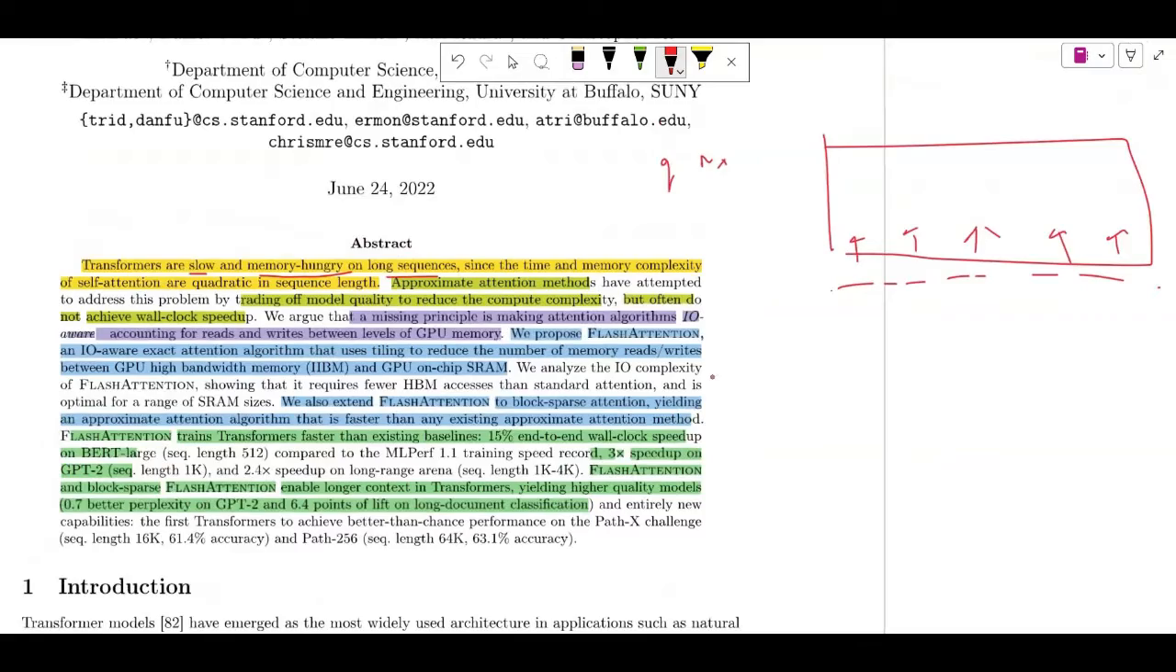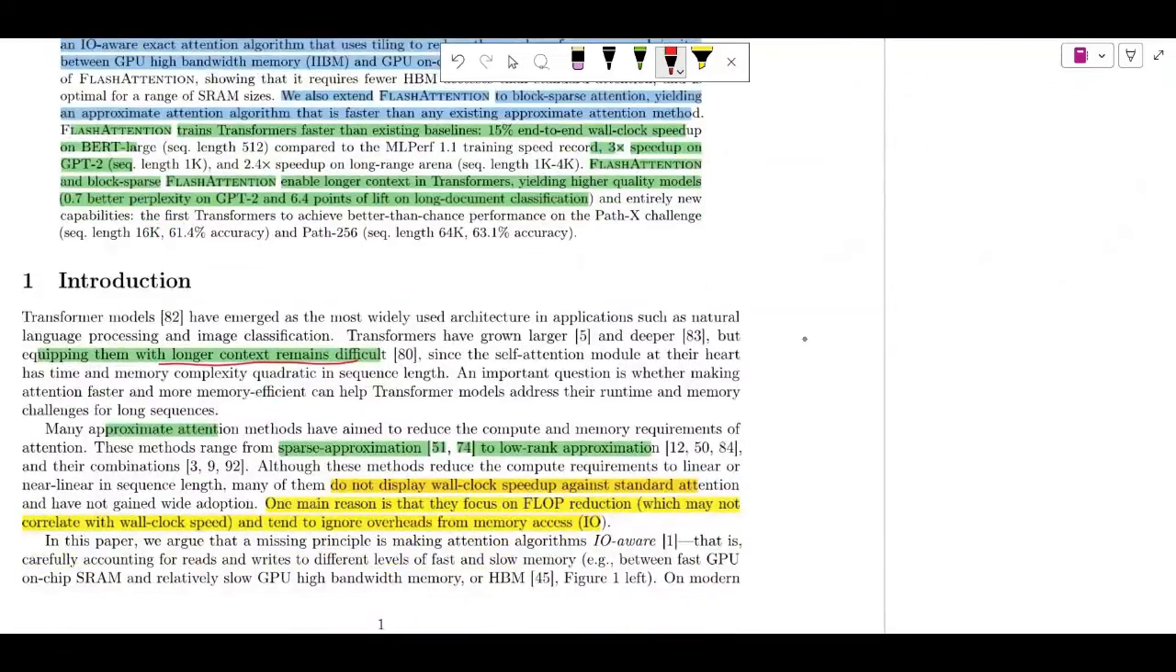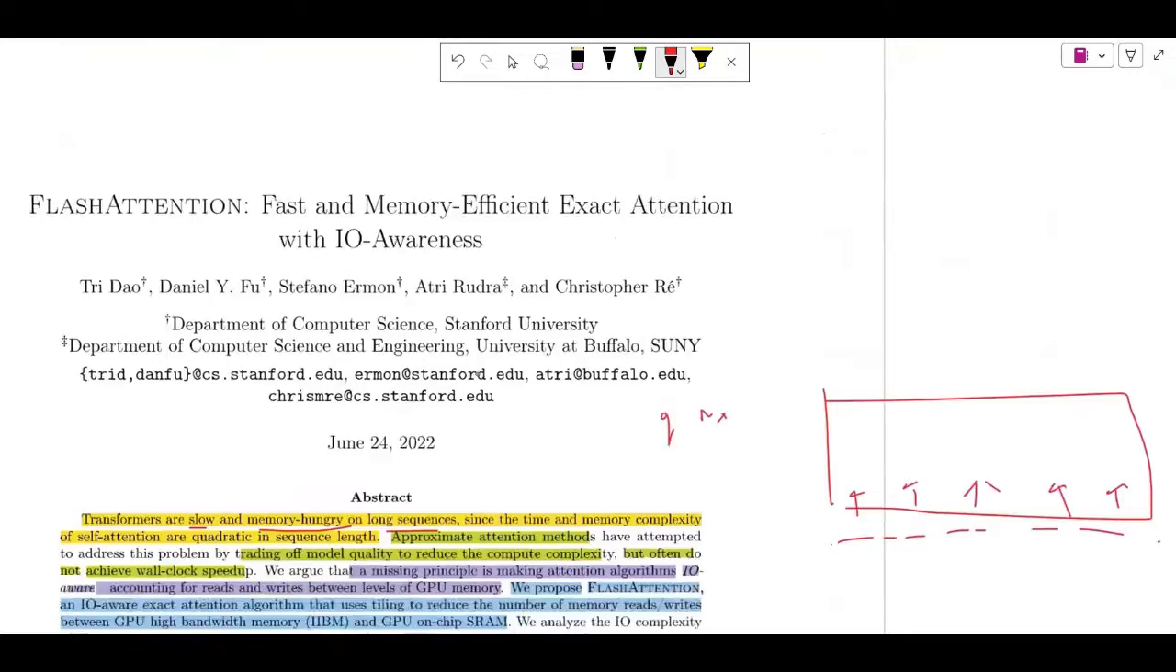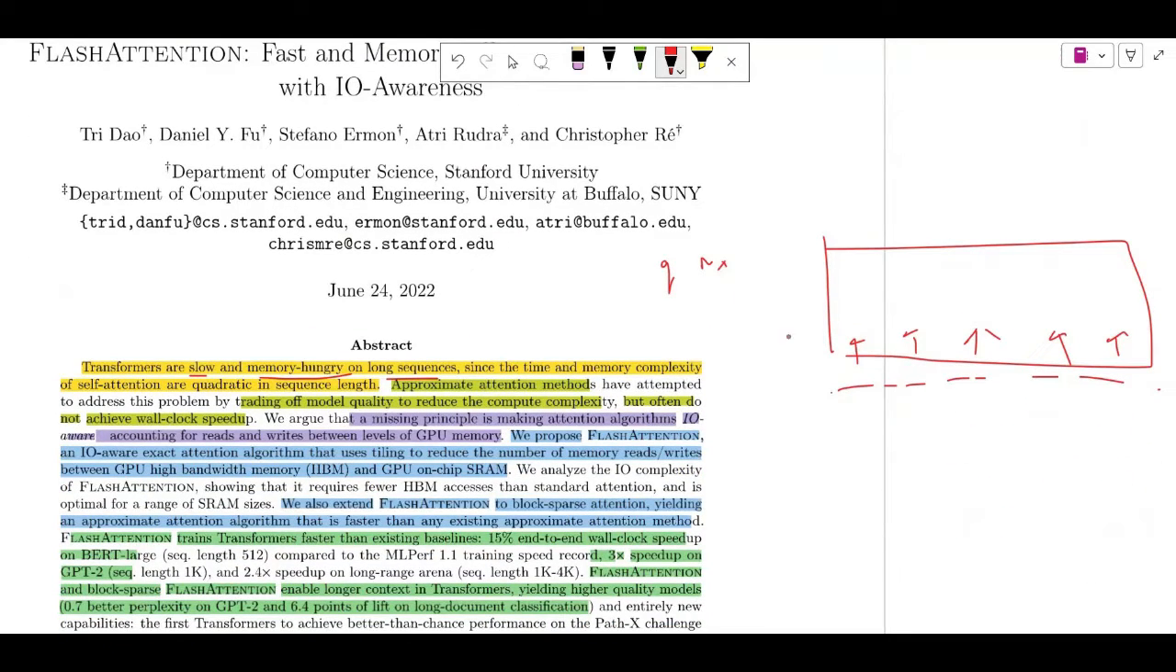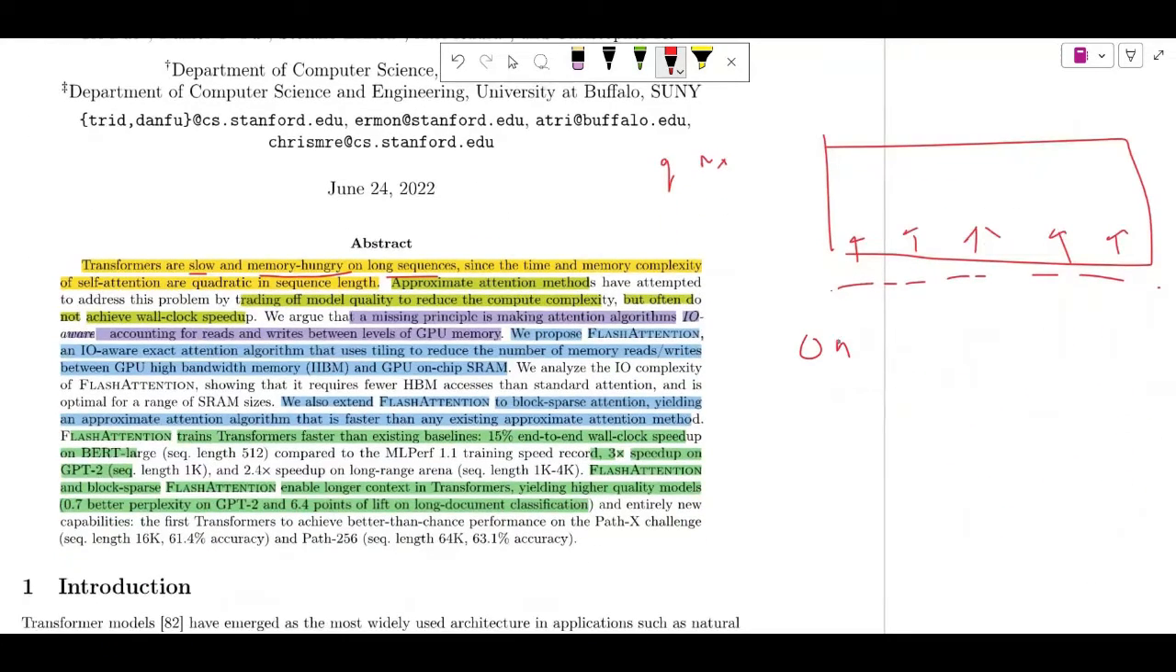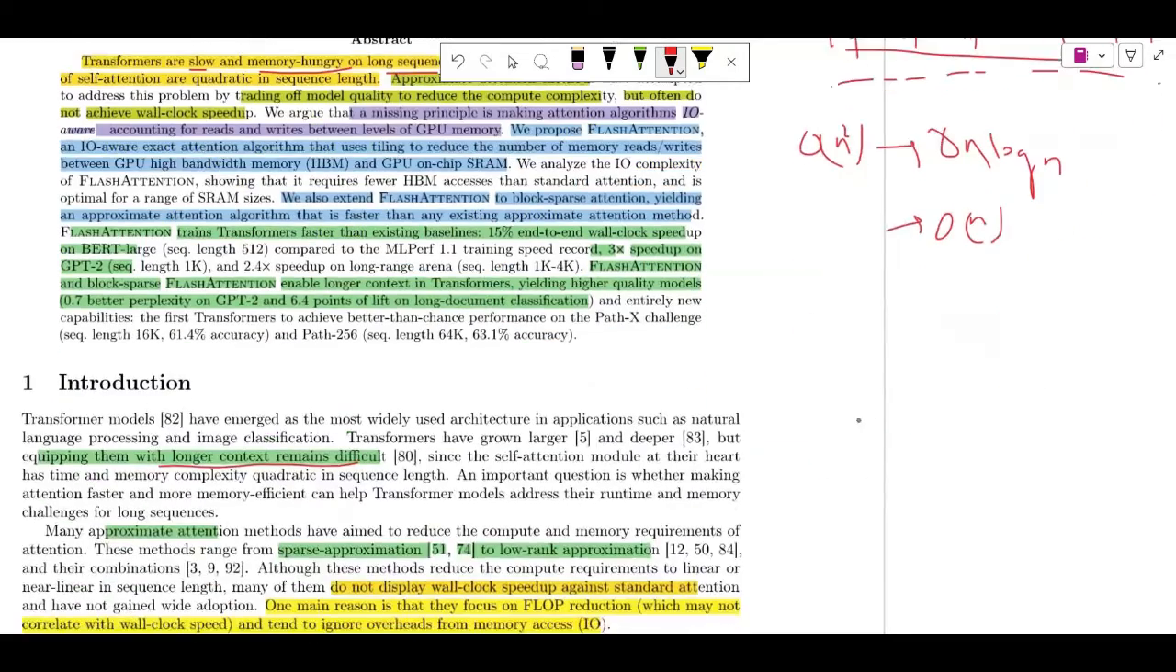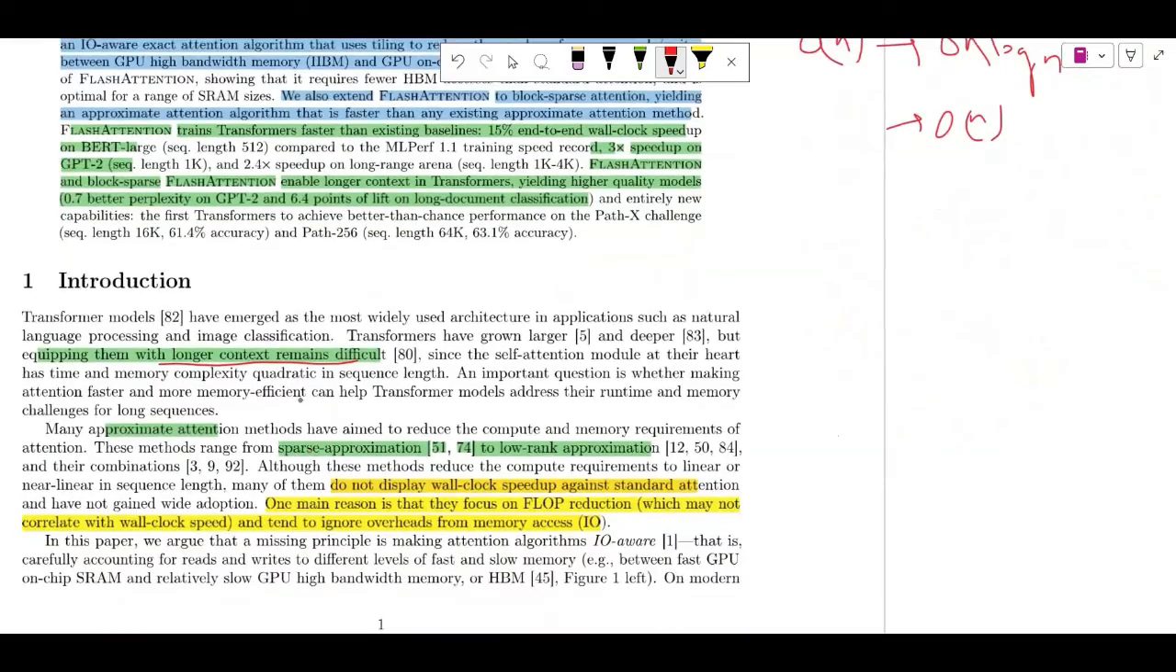They say that there have been a variety of approaches. So this is not the first paper attempting to make attention faster. O of n square is what we currently have. There have been a lot of approaches which make this O of n log n or O of n in complexity, but these are all approximate methods. And the paper divides this into two approaches: sparse approximation and low rank approximation.